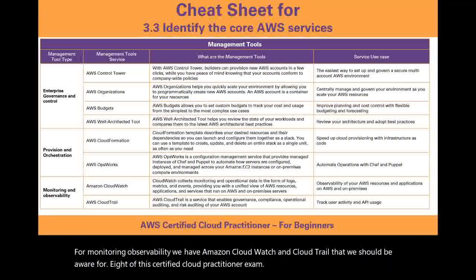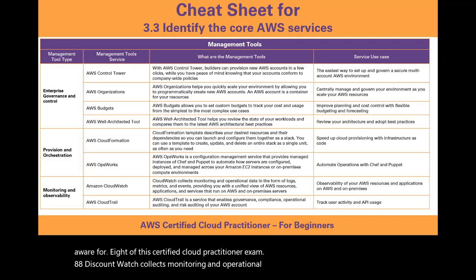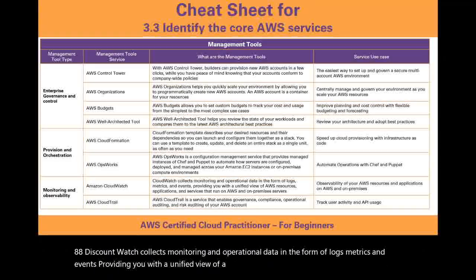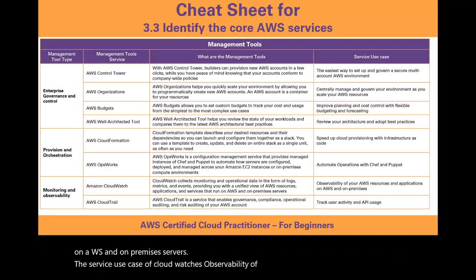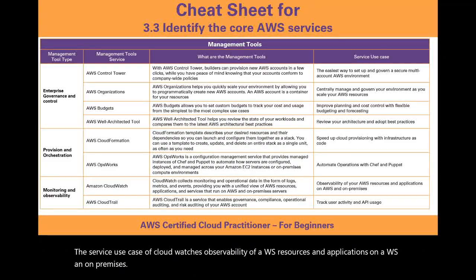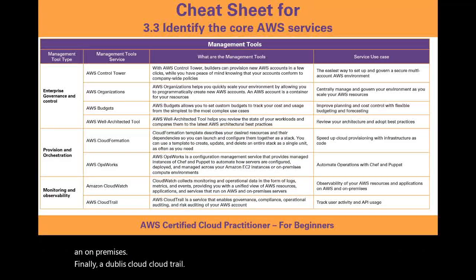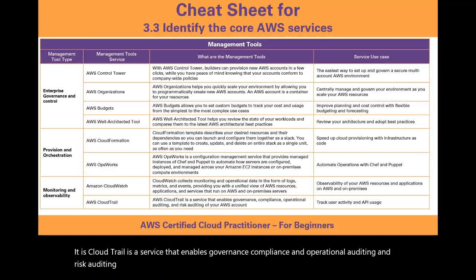Amazon CloudWatch collects monitoring and operational data in the form of logs, metrics, and events, providing you with a unified view of AWS resources, applications, and services that run on AWS and on-premises servers. The service use case of CloudWatch is observability of your AWS resources and applications on AWS and on premises. Finally, AWS CloudTrail. AWS CloudTrail is a service that enables governance, compliance, and operational auditing and risk auditing of your AWS account. The service use case of CloudTrail is to track user activity and API usage.